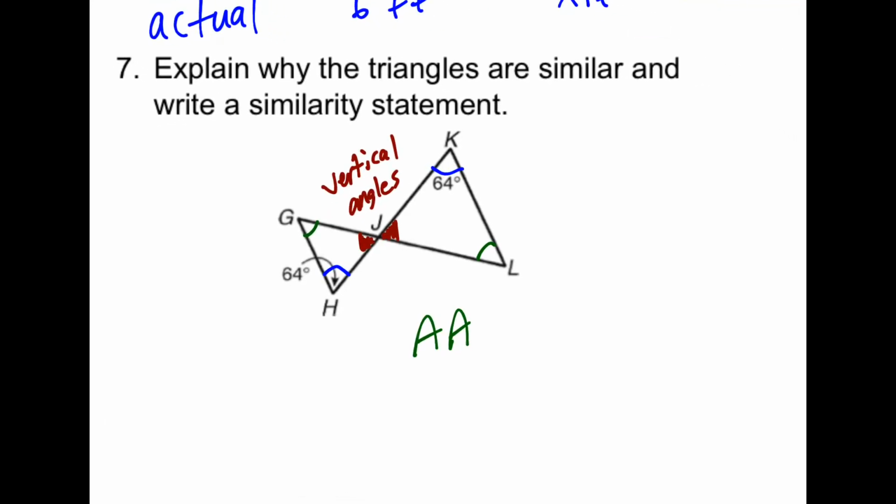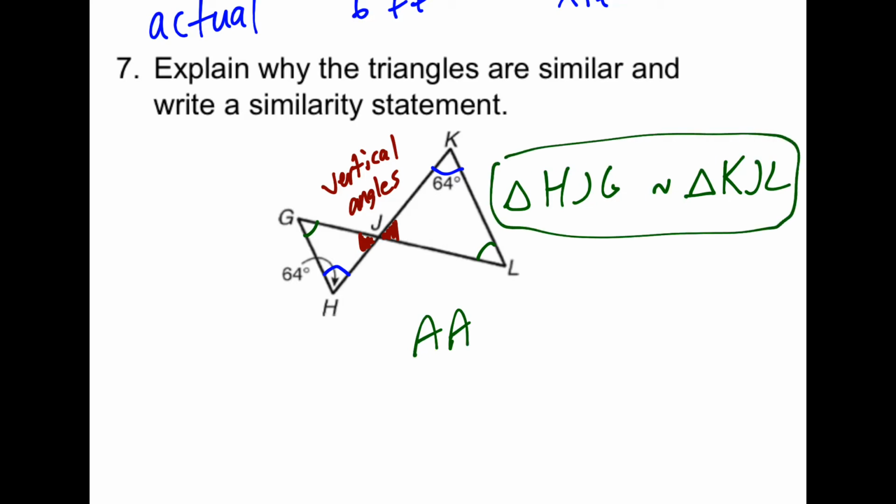And to match these up, we know that H and K have to be the same. So let's go ahead and put those first in our congruency statements, similarity statements rather. And let's pick the next one, J, because J is equal to itself. And the third one, G and L, and there's our statement. We have now matched up each of the angles that are congruent to write about the triangles that are similar.